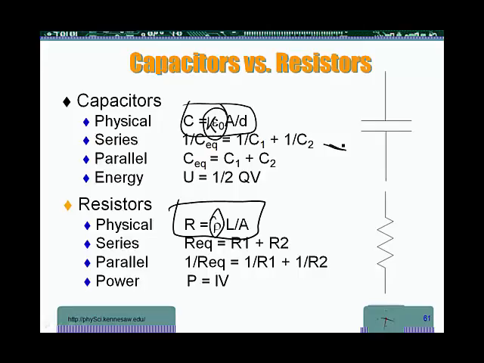Now, for energy, capacitors store this amount of energy, 1/2 of QV. Resistors dissipate energy, and the amount of energy dissipated is going to be power times time, where power is given by the product between current and voltage, I times V.